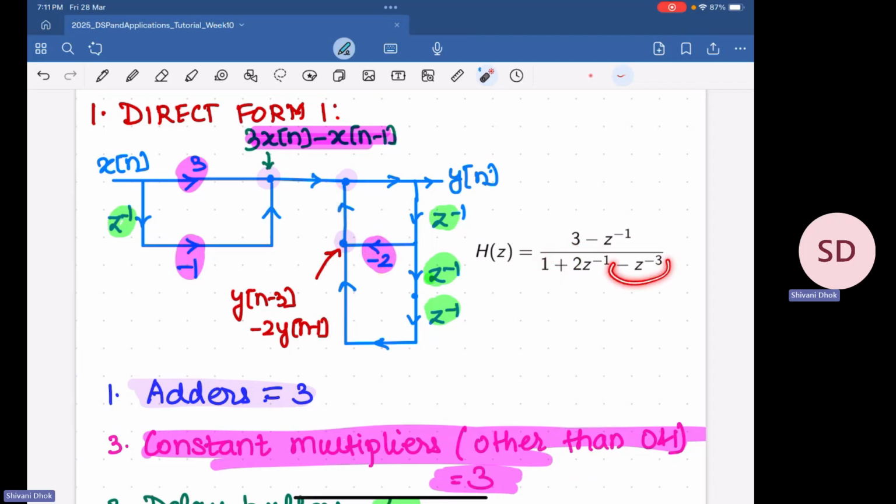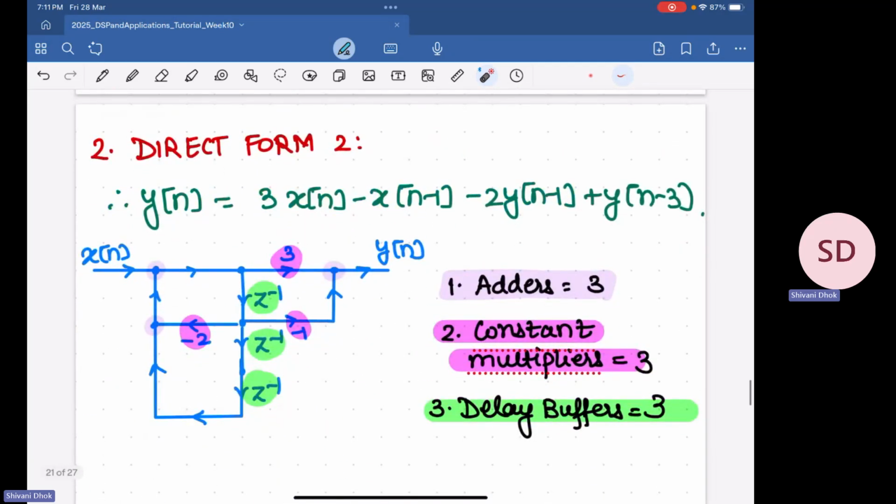Similarly, whatever delay blocks you have, you create those and multiply them by the negative of their coefficients. So you have a 1 here, not minus 1. Negative of the coefficients, and then add it. So this is how you will do it for direct form 1. It is very simple. By just observation, you can construct it.